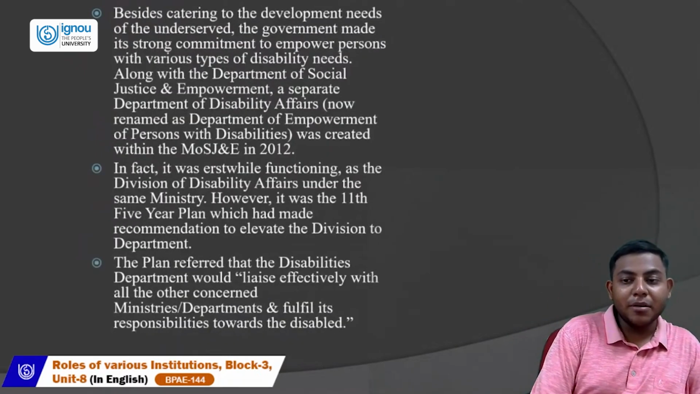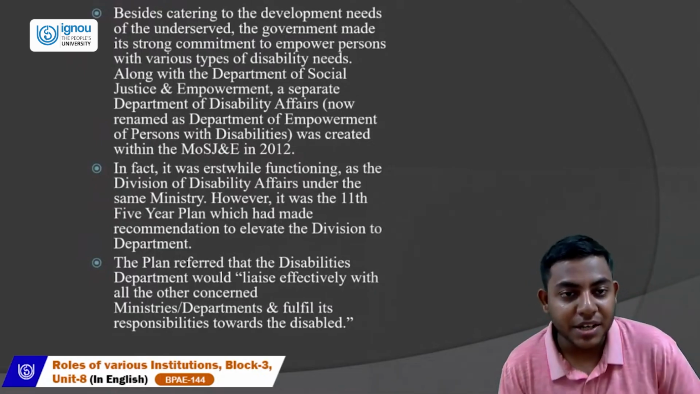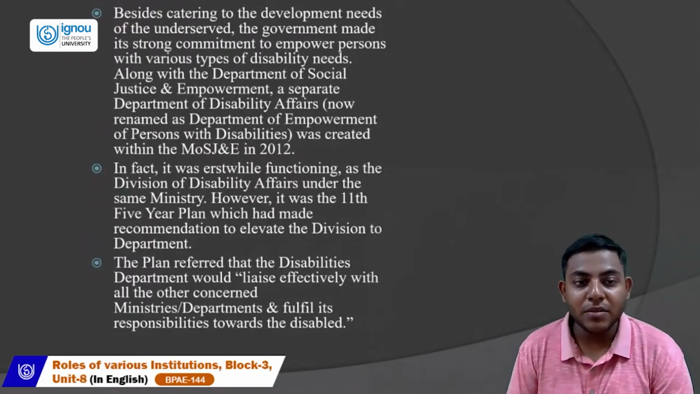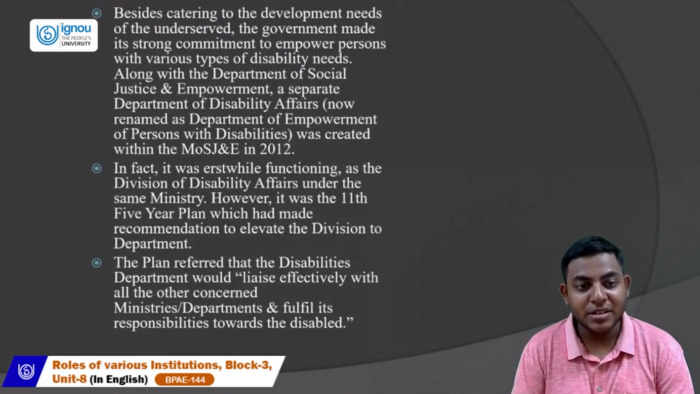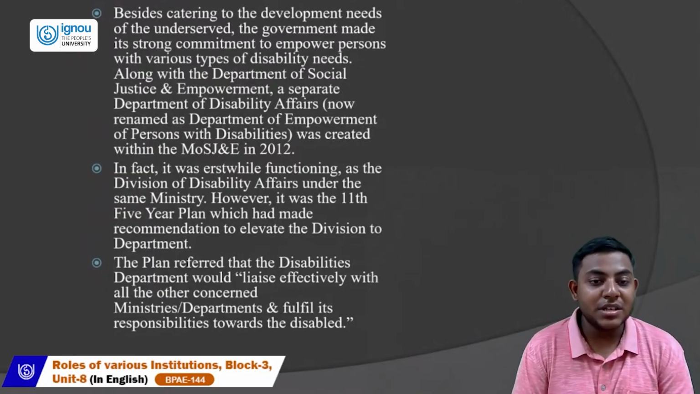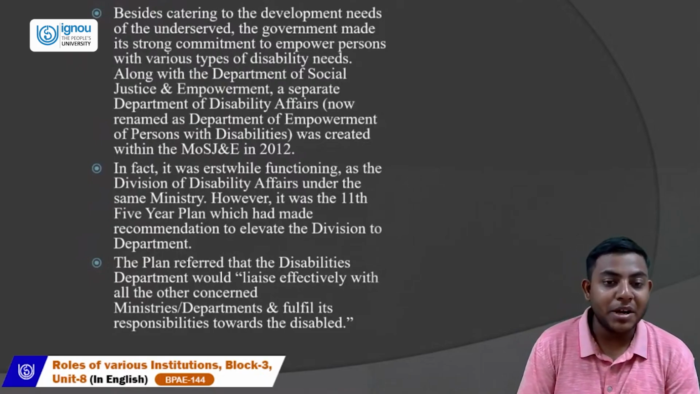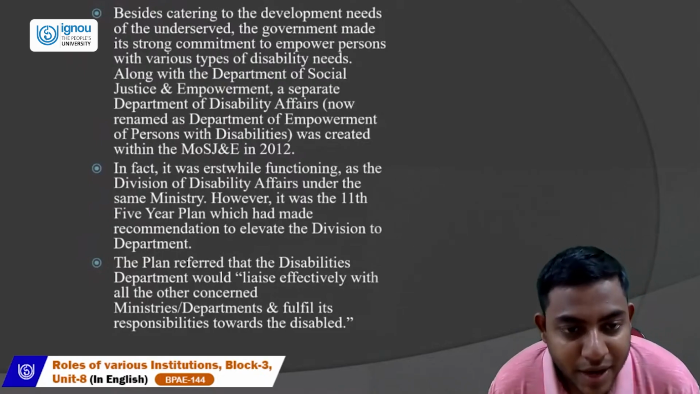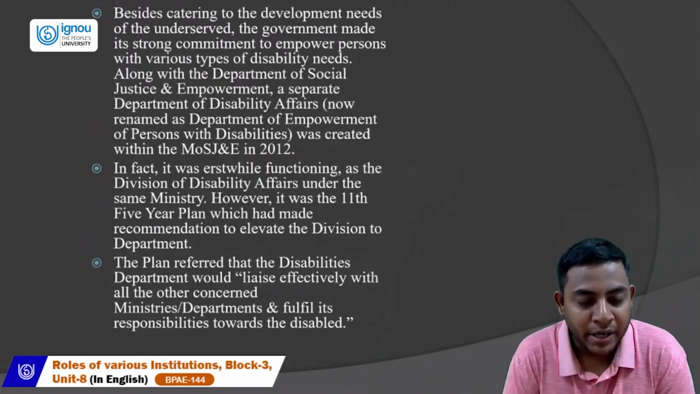Besides catering to the development needs of the underserved, the government made its strong commitment to empower persons with various types of disability needs. Along with the Department of Social Justice and Empowerment, a separate Department of Disability Affairs, now renamed as the Department of Empowerment of Persons with Disabilities, was created within the Ministry of Social Justice and Empowerment in 2012. In fact, it was erstwhile functioning as the Division of Disability Affairs in the same ministry.